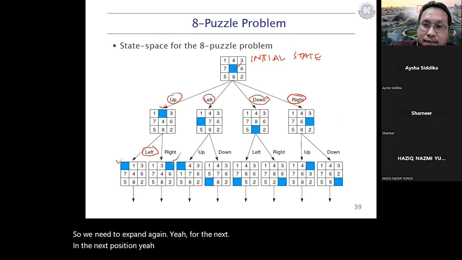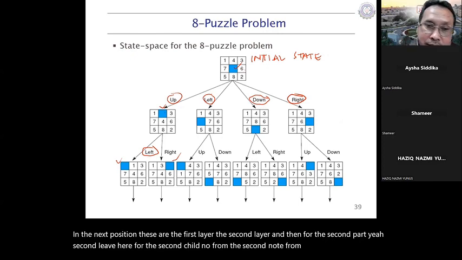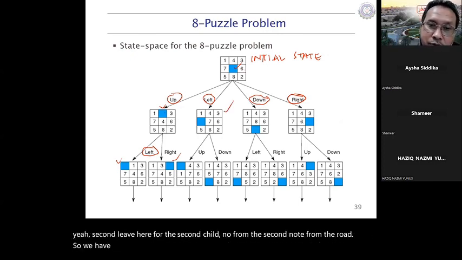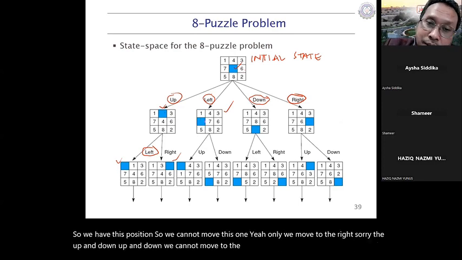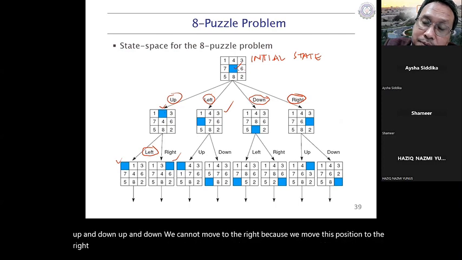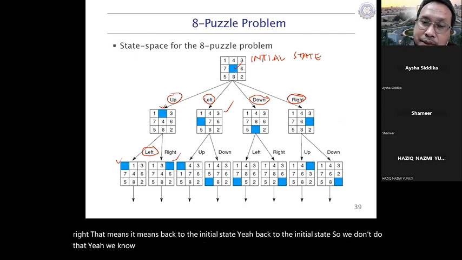These are the first layer and the second layer. Then for the second part, the second child node from the root, we have this position. We cannot move this one. We can only move up and down. We cannot move to the right, because if we move this position to the right, it means back to the initial state. So we don't do that. We look at the other possibilities to move.